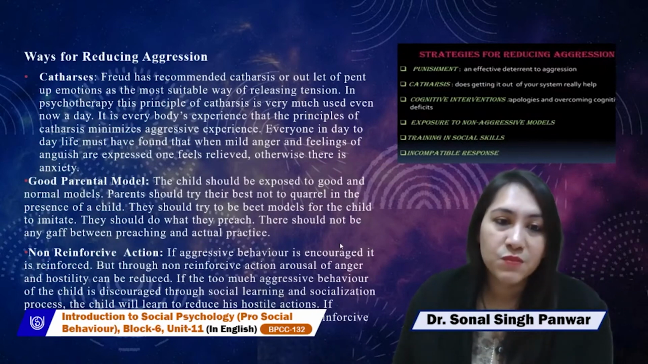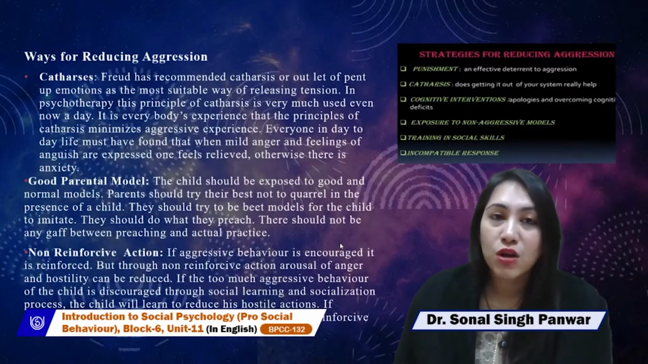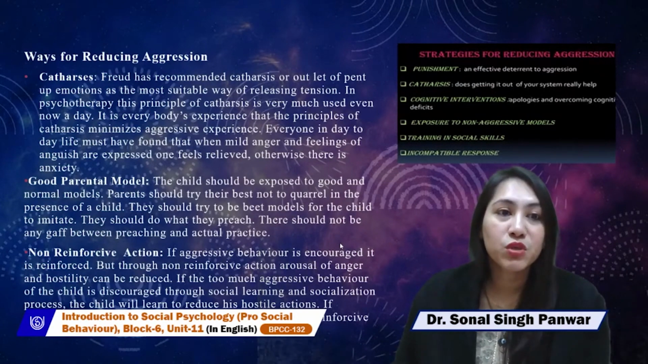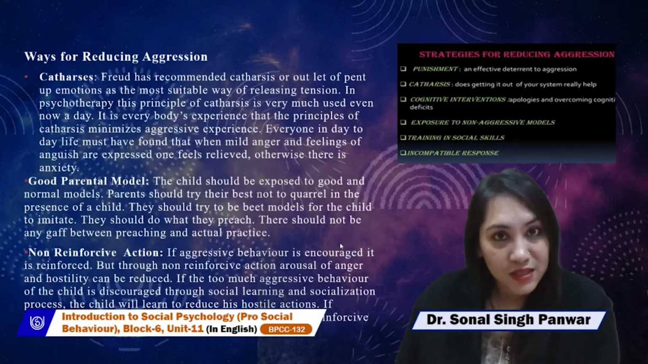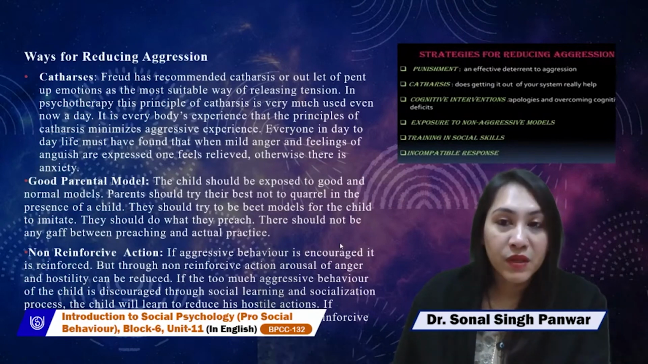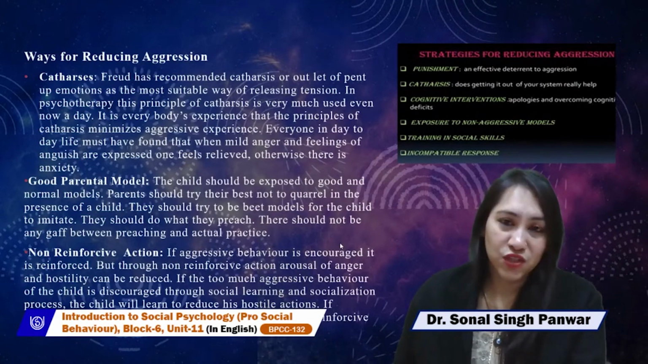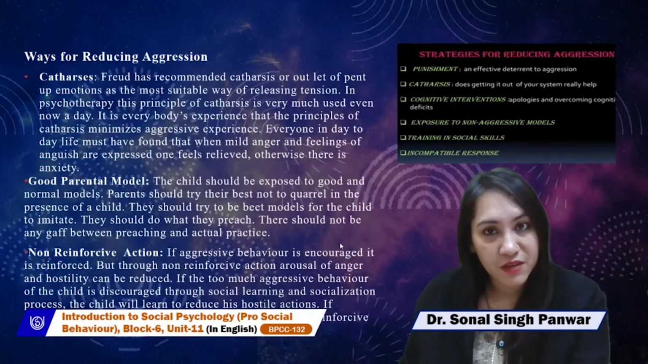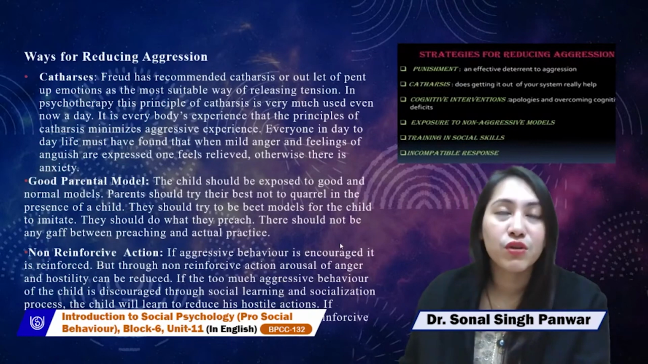Good parental role models: parents should try not to fight or quarrel in front of children. They should even make sure that any sort of bad behavior which could be replicated by children is restricted in front of their children. And another one is non-reinforcing action, which is we should not be reinforcing any sort of actions in which children display aggressive behavior, no matter if it's an overt aggression or a covert one.